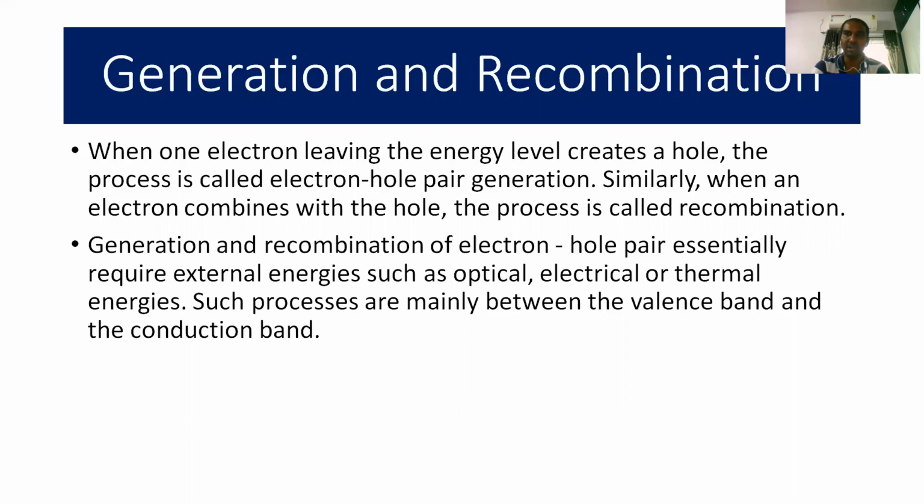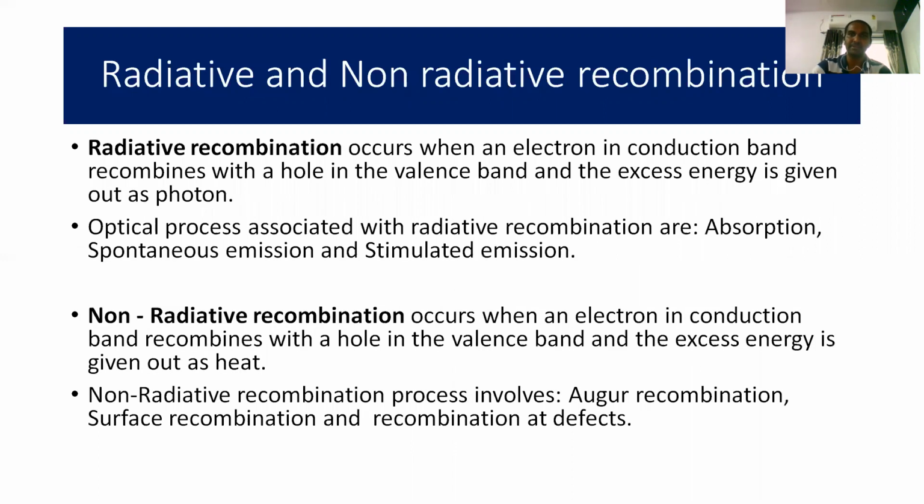Such a process will be called recombination. Generation and recombination of electron-hole pairs essentially require external agencies such as optical, electrical, or thermal agencies. That means to take the process of either generation or recombination, we have to apply external sources like an increase of temperature, application of an electric field, or giving energy. Such processes are mainly between the valence band and conduction band.